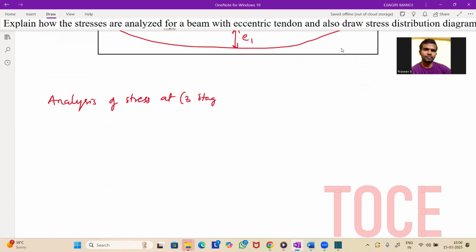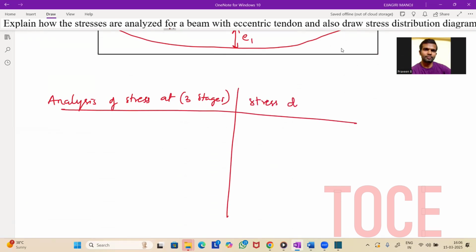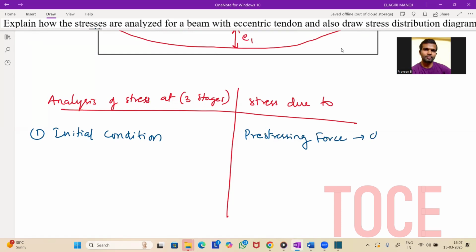Three stages. This is stress due to... Okay, so the first one is the initial stage or the initial condition. At this initial condition, you will have the stress only due to pre-stressing force. Due to pre-stressing force, that means the pre-stress, the direct stress, as well as the stress due to eccentricity.